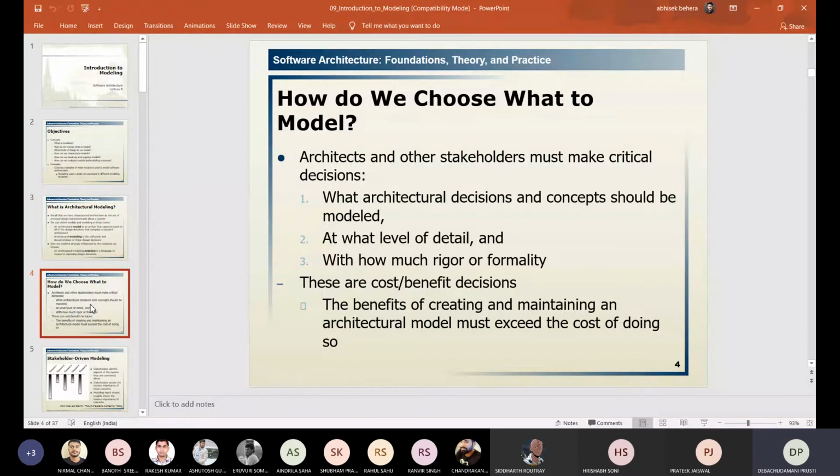Then, how to choose what to model? An architect and other stakeholders must make some critical decisions on what architectural decisions and concepts should be modeled. Okay, and these are cost benefit decisions because we are designing our architecture in such a way that the cost should be optimized.